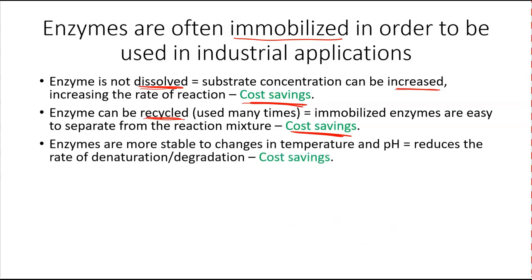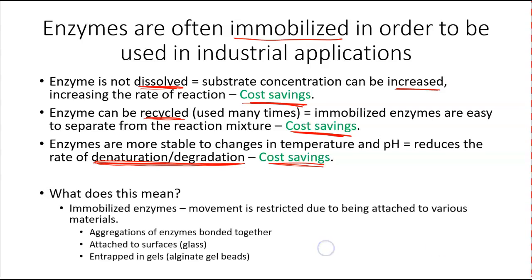Enzymes are more stable to changes in temperature and pH if they are immobilized, okay? Again, that leads to a cost savings because if our enzymes are more stable, then you're going to use less of them, you're going to denature less of them, you're going to go through less of them. That results in a cost savings. Okay, it's really important to decrease the chances of denaturing or degrading our particular enzymes as we work towards producing the products that we've kind of outlined in previous slides.